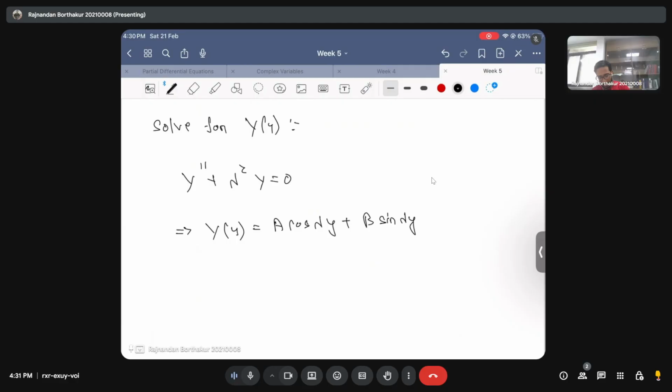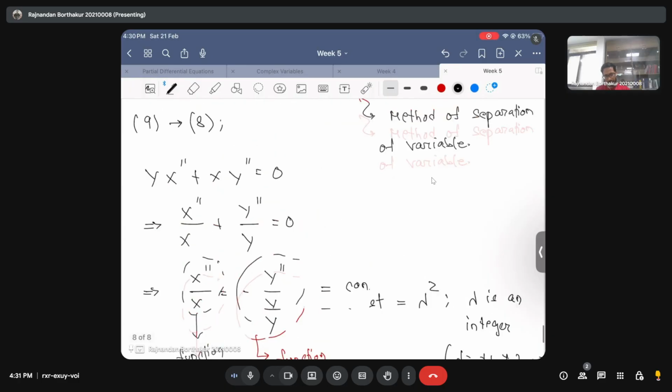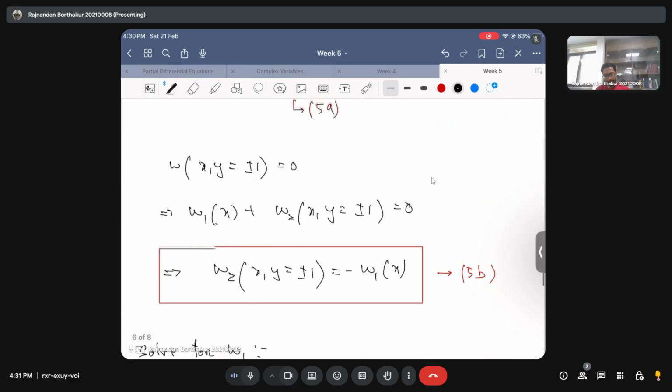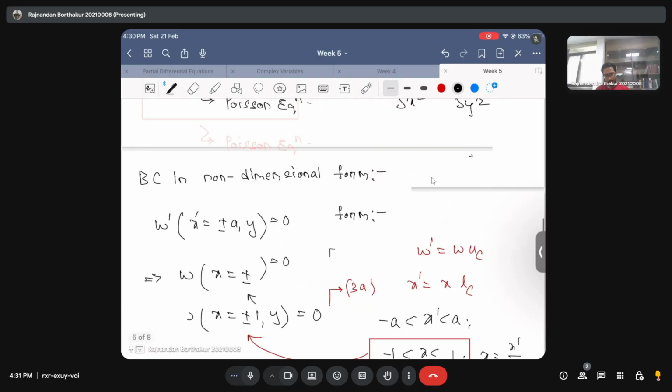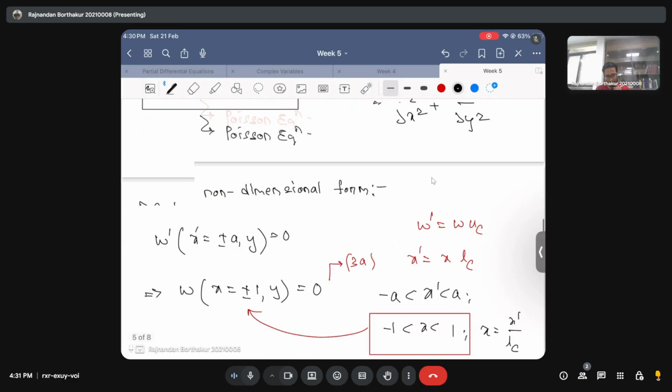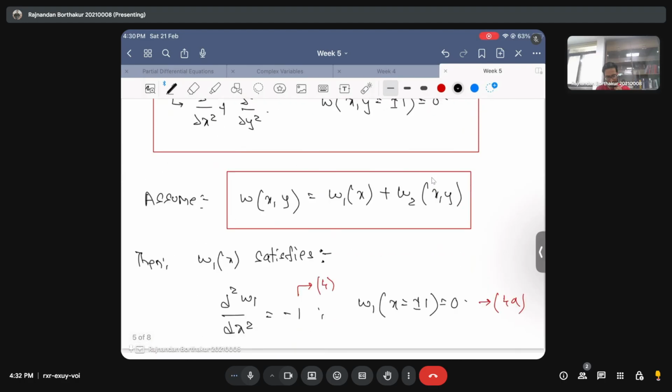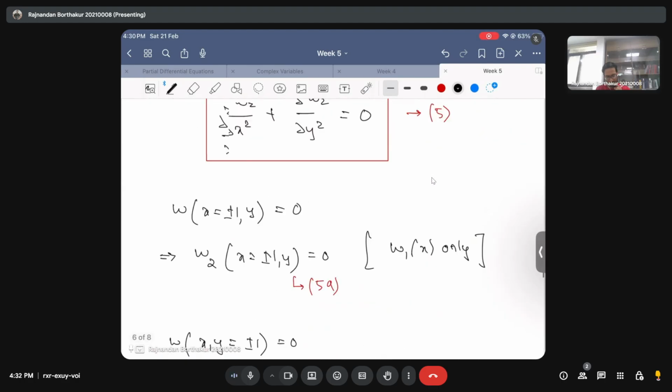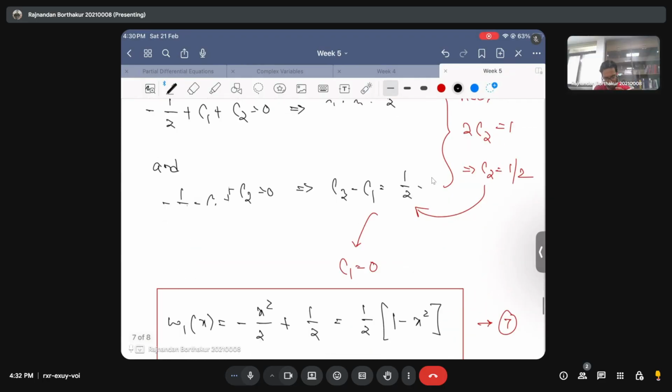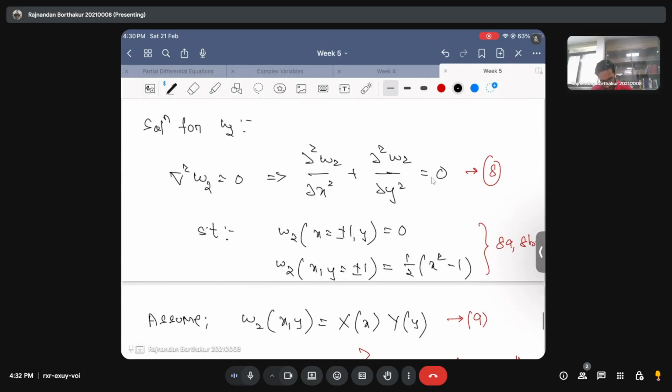Subject to the fact that w2 at x equal to plus and minus 1. I think I switched the sign of x and y actually. Let's check the boundary conditions once again. Okay, so hold on. Let's check the boundary conditions once again.